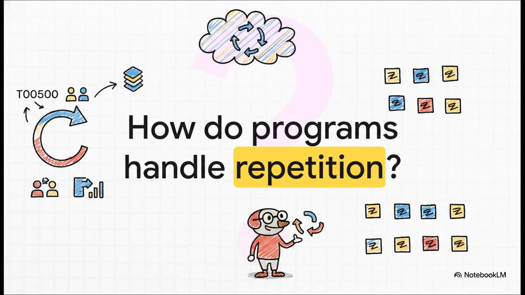I mean, just think about the apps you use every single day. Do they process just one user or check one product? No way. They're handling thousands, sometimes millions of things at once. So how do they pull that off without the code becoming this gigantic, unreadable mess? Well, the answer is loops. They're literally the engine of automation in all software.